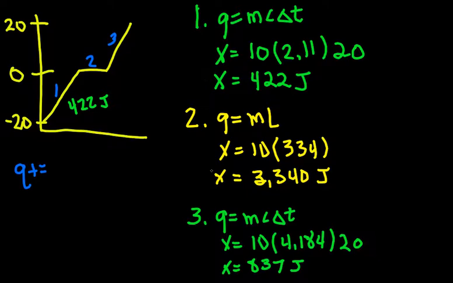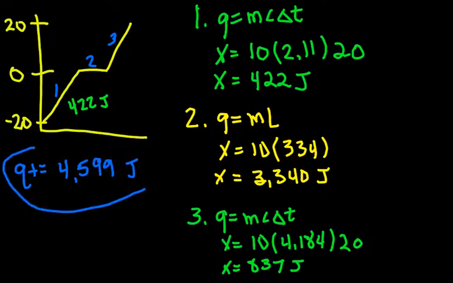Add Q1 plus Q2 plus Q3. So 422 plus 3,340 plus 837. And our Q total is 4,599 joules. And there's our answer. So it took almost 4,600 joules to melt that piece of ice and raise it to a temperature of 20 degrees Celsius.